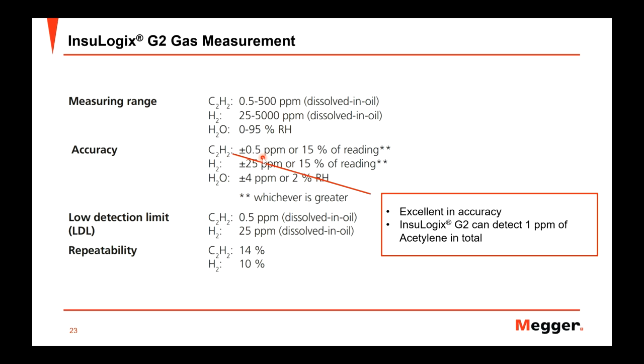Our InstaLogic G2, from our measurement method and our gas extraction method, we can guarantee that this is our accuracy, and this is the LDL, the low detection level that we can detect. Simple and easy and very accurate. Our repeatability is also very good: 14% for acetylene, 10% for hydrogen. Could you imagine 14% from the 0.5? This is really, really excellent too.